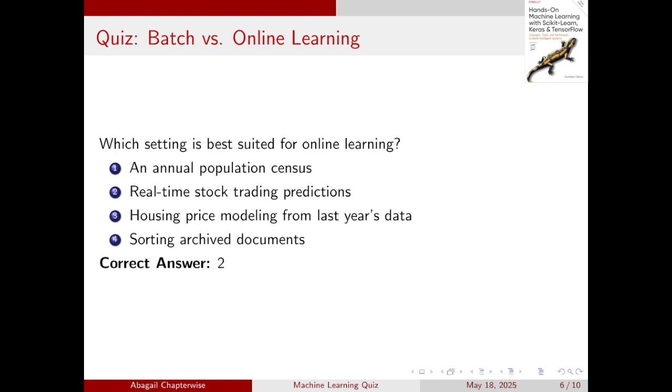The best answer is 2. Online learning is designed for situations where new data is constantly coming in, and you need the system to adapt quickly, like in stock markets.